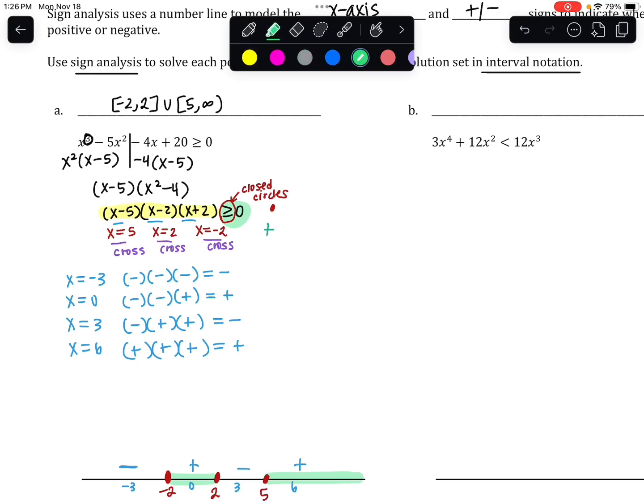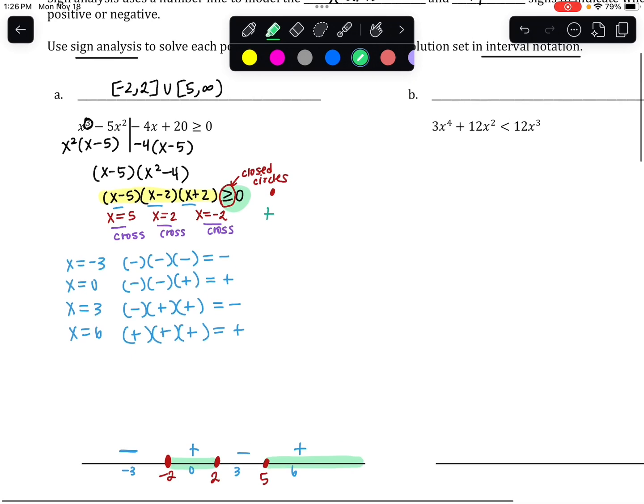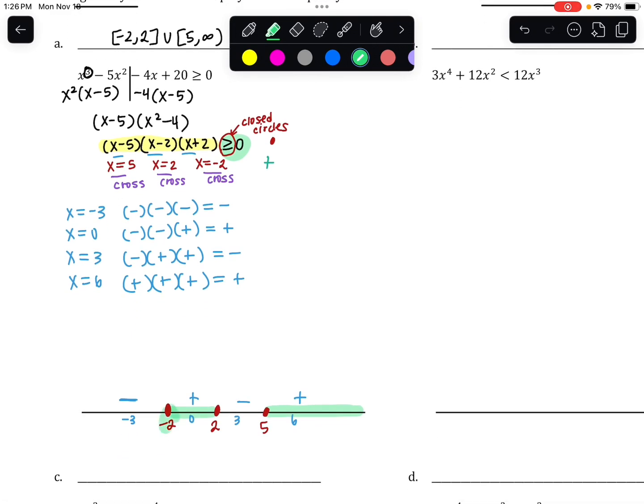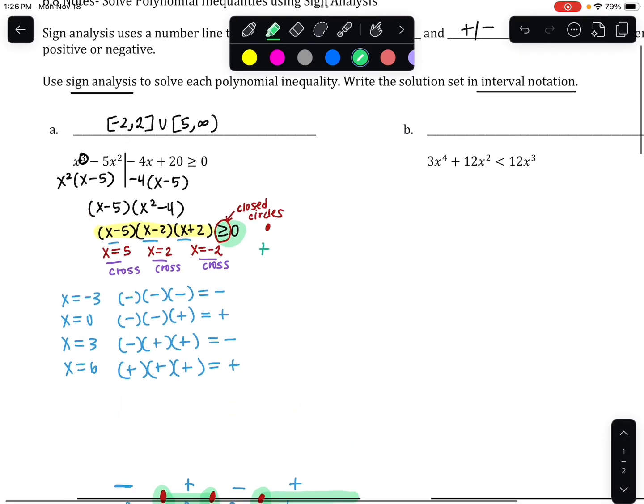And so a couple mistakes I saw in Unit 5 is accidentally putting the test points. And so make sure you're actually using your critical values for your solution set, not these test points written in blue.